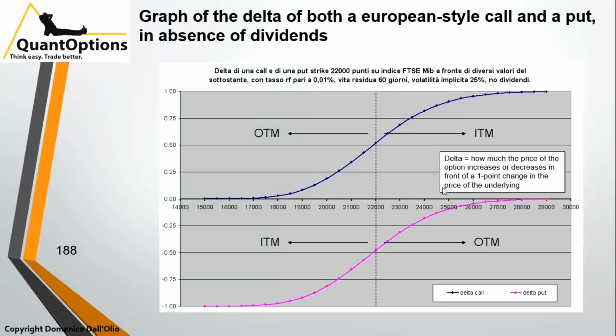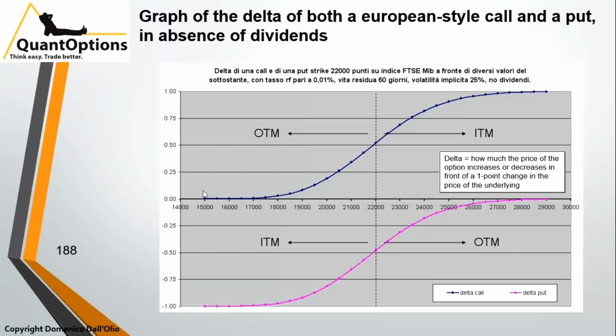Let's look at the chart. On the x-axis, we have the values of the underlying. The strike is fixed, 22,000 points. So what happens to the call 22,000 points when the spot price is 15,000? The call is deep out of the money. We are at 15,000 points. We needed to reach 22,000 points just to get to the strike.